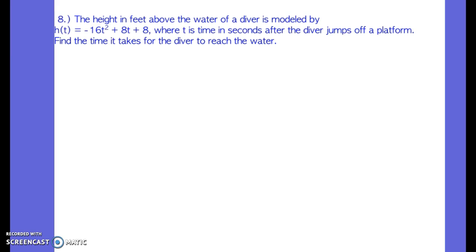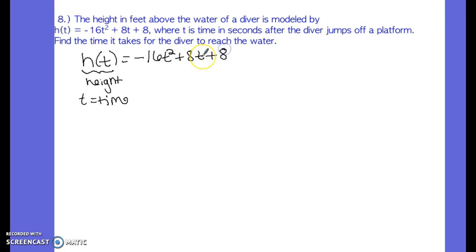Now these can all be used for making parabolas, people diving, people jumping. This says the height in feet above the water a diver is modeled by h of t, and I'm going to go ahead and write it down. H of t, the height, where t is the time, equals negative 16t squared plus 8t plus 8.